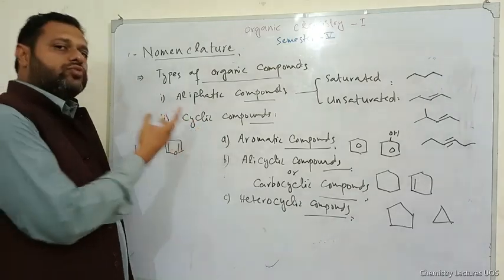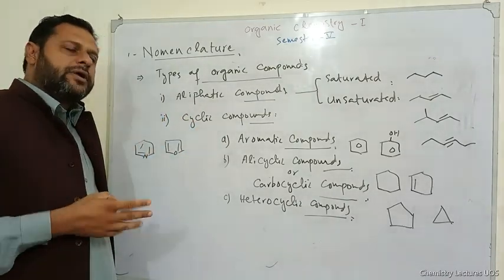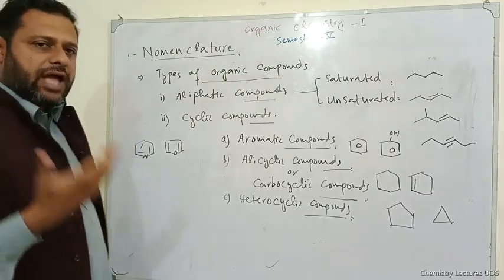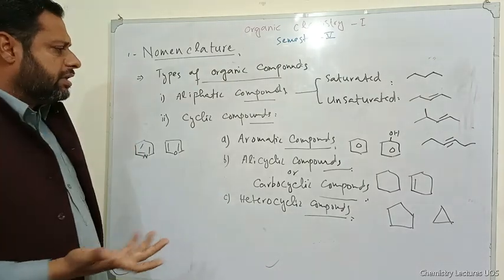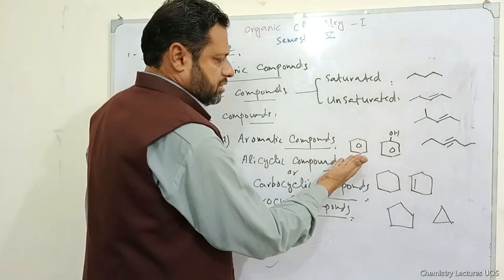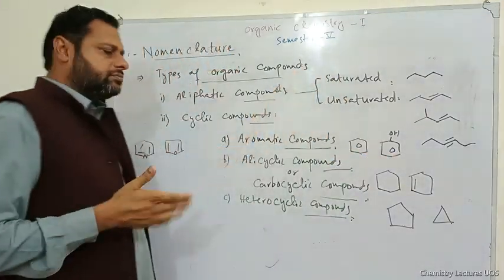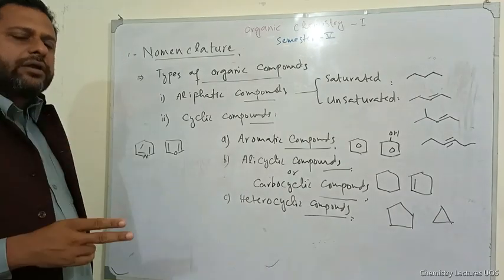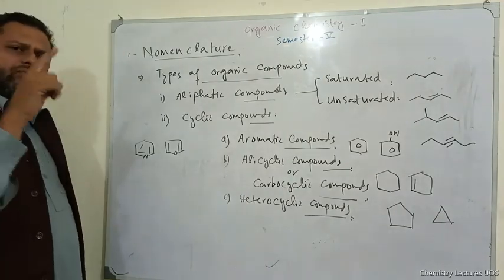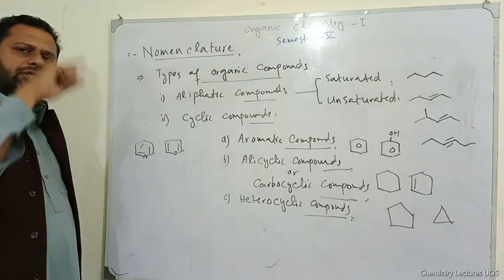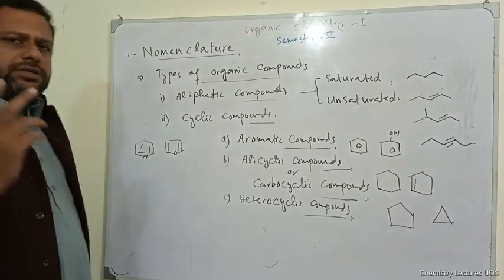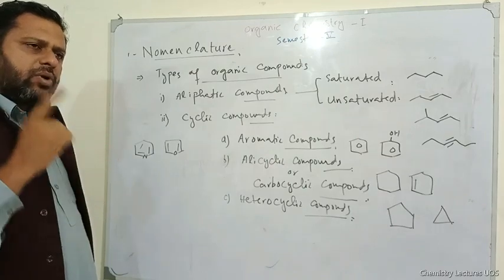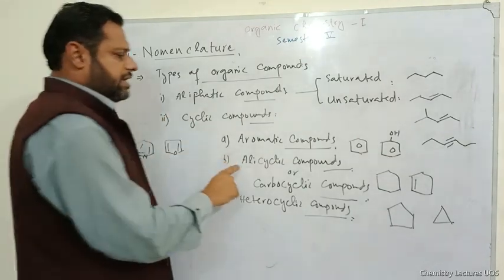And for cyclic compounds, we have three different types. If we have an organic compound which is cyclic and its structure is like benzene, then it is called an aromatic compound, like benzene or phenol. But if all the ring elements are carbon, only the chain consists of carbon, with hydrogen attached, then they are called alicyclic or carbocyclic compounds.